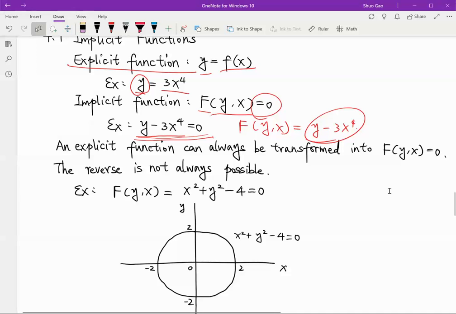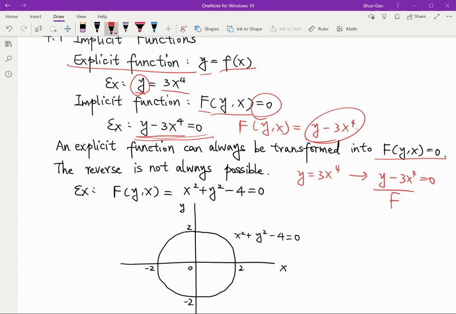So every explicit function can always be transformed into an implicit function, right? For example, if we want to transform the explicit function y equals 3x to the 4th into the implicit one, we can simply move the 3x to the 4th to the left-hand side. So this is y minus 3x to the 4th, which is 0. And this is the big F.